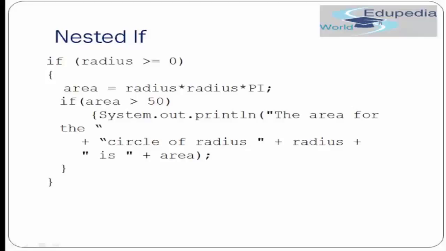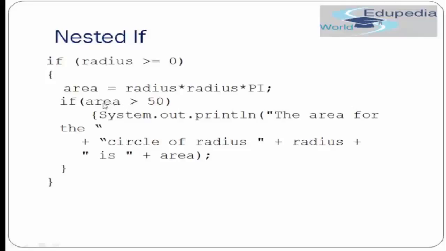So only if radius is greater than 0, then the area will be calculated, because this block includes this condition. So this block will only get executed if this condition is true. If this condition is true, this block starts executing. It's going to take the area, and if the area calculated over here is greater than 50, which is again an if condition, then only it is going to print the area of circle. If it is less than 50, then it is not printing the area of circle.